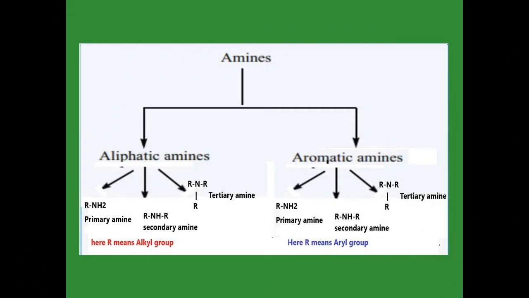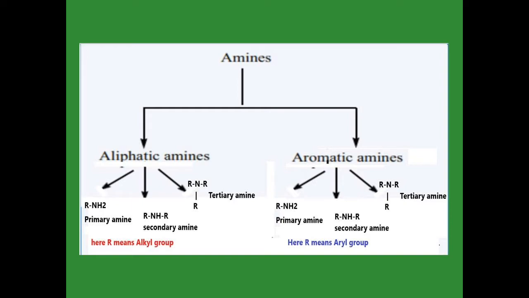Amine. What does amine mean? It is a derivative of ammonia. Ammonia has the formula NH3. If instead of one hydrogen you add an alkyl group, we get an amine. That amine is classified as aliphatic amine or aromatic amine. If we add an alkyl group instead of hydrogen, we get an aliphatic amine. If we add an aromatic aryl group instead of hydrogen, we get an aromatic amine.